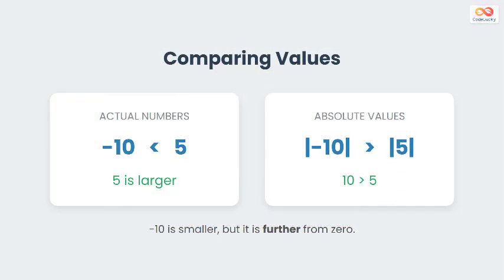It is important to distinguish between the number itself and its absolute value. For instance, negative 10 is definitely a smaller number than 5. However, negative 10 is much further away from 0 than 5 is. So, the absolute value of negative 10 is greater than the absolute value of 5.